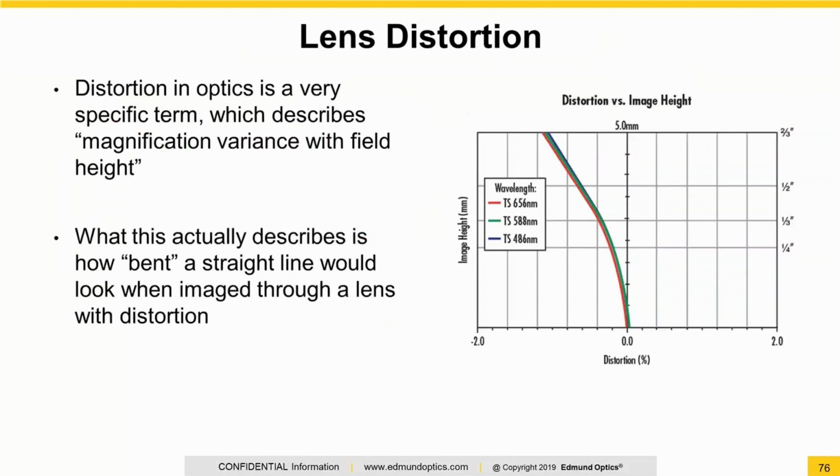I want to jump into lens distortion as the next part, and lens distortion is one of those terms that we use. It's very specific in optics. From a technical jargon point of view, distortion is magnification variance with field height. Okay, well that's great. What does that mean? Again, it defines how something is bent through a lens. If you were to image a straight line through a lens, how bent is that?